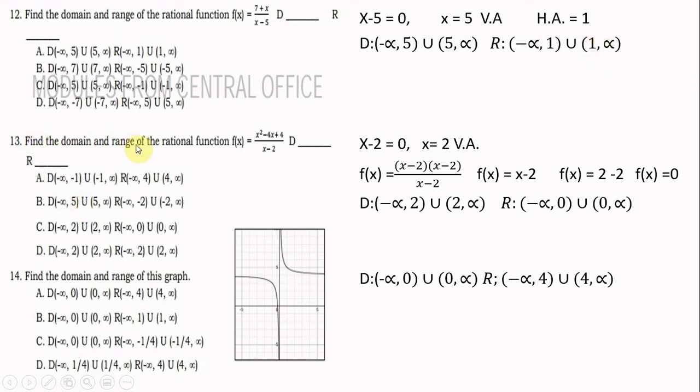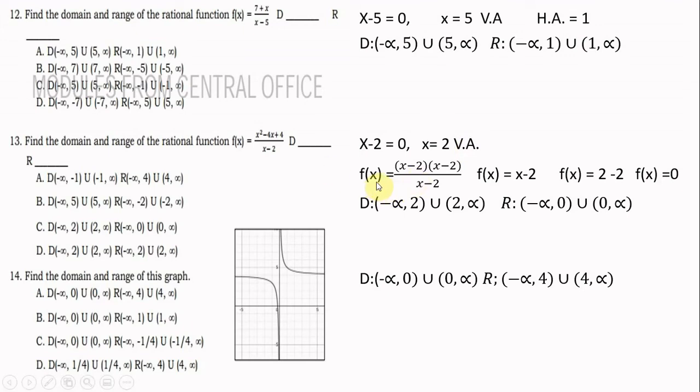Okay, number 13, find the domain and range of the rational function f of x equals x squared minus 4x plus 4 over x minus 2. Now, the same procedure to find the domain: equate the denominator to 0. x minus 2 equals 0, so x equals 2. This is our vertical asymptote, the basis for our domain. Now find the range value.